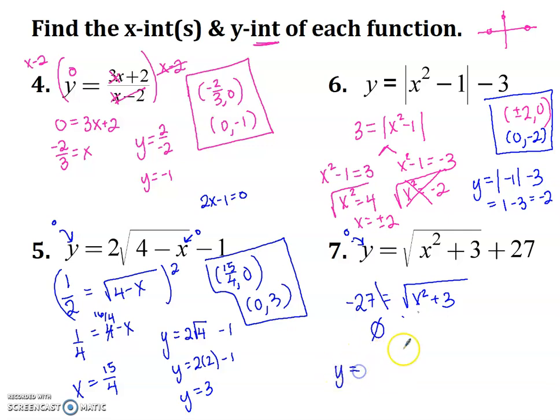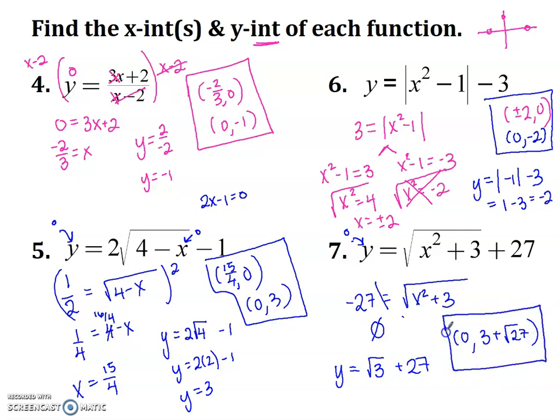Now to get the y-intercept, you're going to plug in 0. So that'll give you the square root of 3 plus 27. Now you can only add a root 3 with another root 3, so there's no way to simplify this. So we're just going to leave our y-intercept like this. So I'm going to have 0 and then 3 plus the square root of 7. So if you end up with a root plus a regular number, this is called a rational number, you just leave them separate.